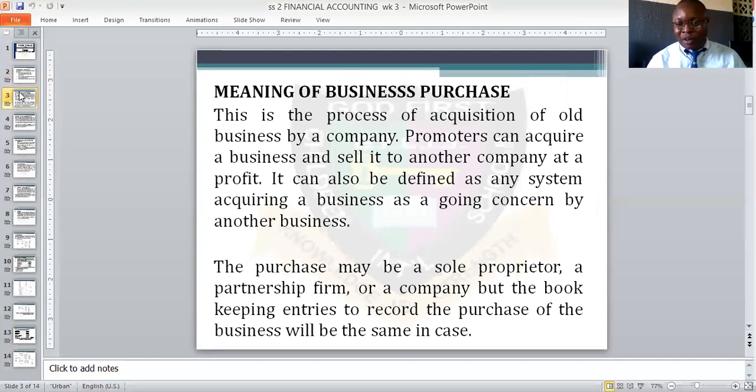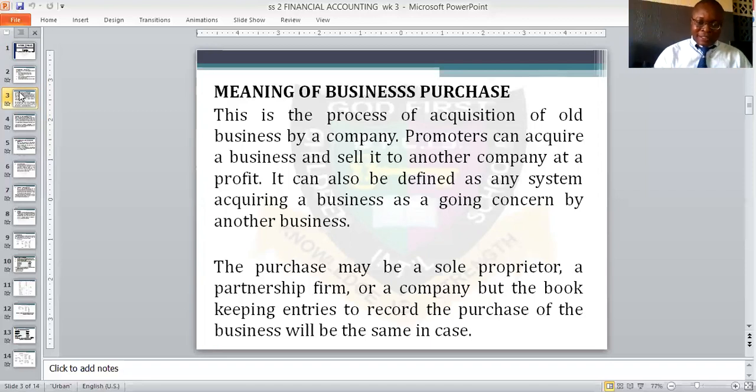It is the process of acquisition of an old business by a company. So it simply means you can acquire an old business if it is possible. Then the promoter can also acquire a business and sell this business to another company at a profit. So it's possible. And this is what is called a going concern business. It's a business that continues to exist for a long period of time.